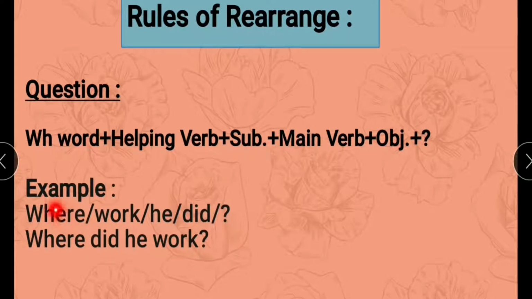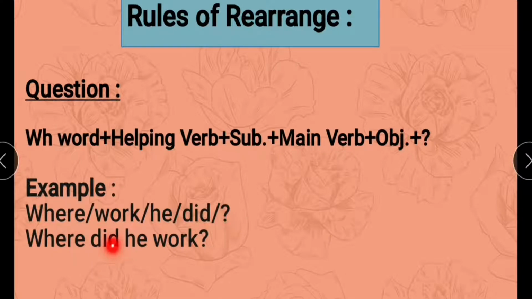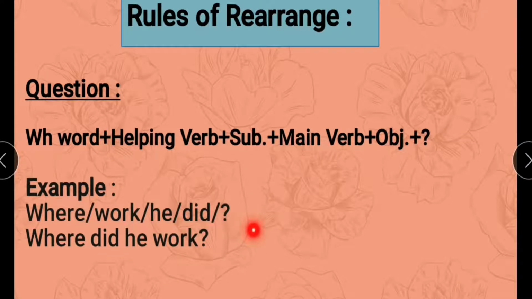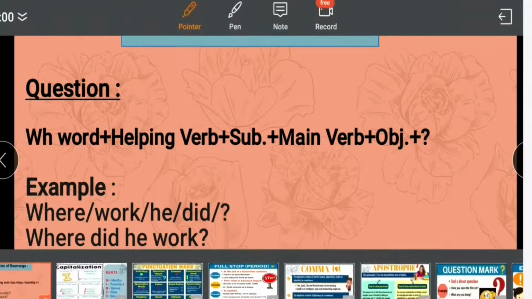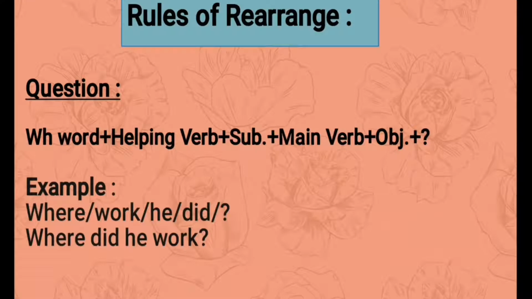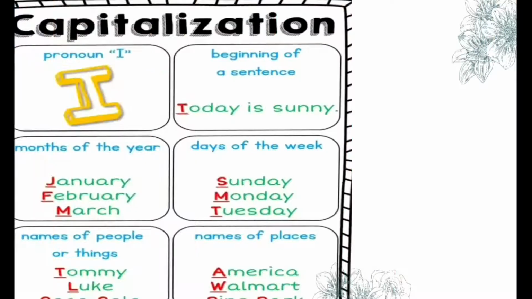Example, you can see there is where, work, he, did, like this way. So you have to put the WH word first, then the helping verb did, then the subject, then the verb. In this sentence there is no object, so that's why I'm not using any object here. So like this way you have to arrange the sentence and give a correct meaning. And the most important thing that you have to follow in case of rearrange is that you have to use capital letters and punctuation properly.